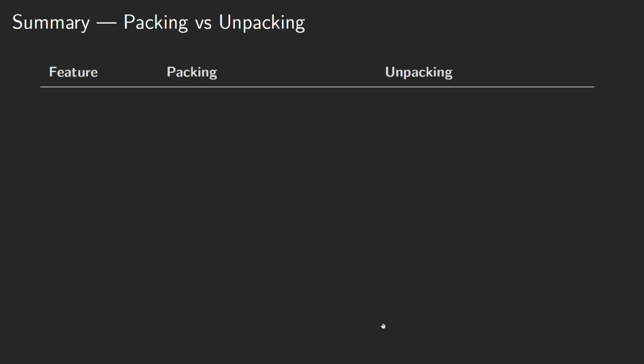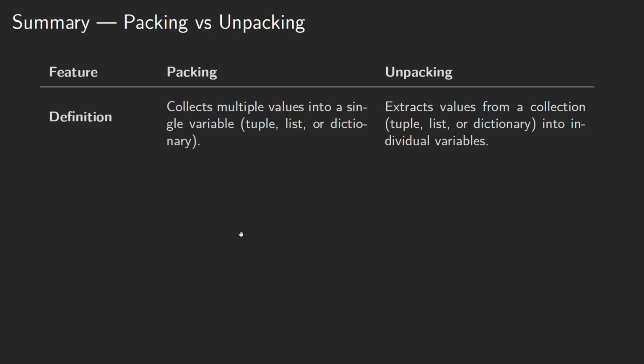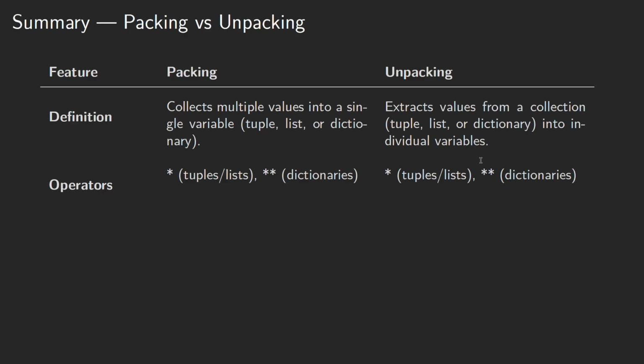Here is a very brief summary and comparison between packing and unpacking. First, the definition. Packing collects multiple values into a single variable, which can be a tuple, list, or dictionary. Unpacking extracts values from a collection, again tuple, list, or dictionary, into individual variables. The operators used are either one asterisk or two asterisks. One is for tuples and lists, or any iterables, and two asterisks are for dictionaries.